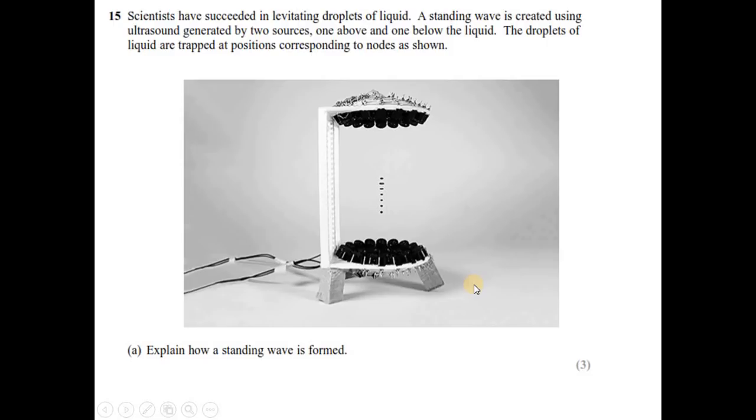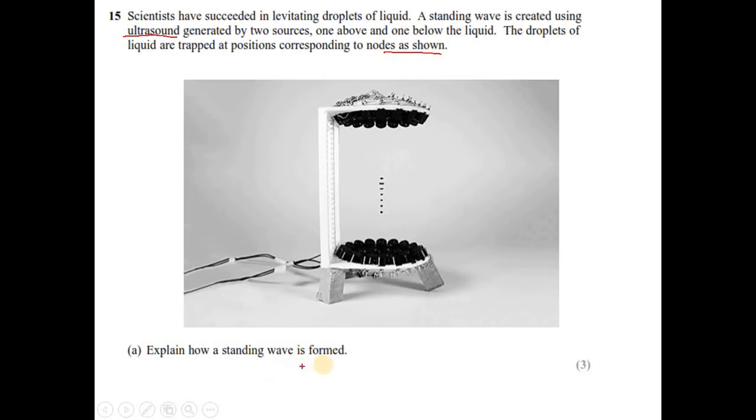Question number 15. Scientists have succeeded in levitating droplet of liquid. A standing wave is created using ultrasound, generated by 2 sources, one above and one below the liquid. The droplets of liquids are trapped at the position corresponding to nodes as shown. Explain how standing wave is formed.